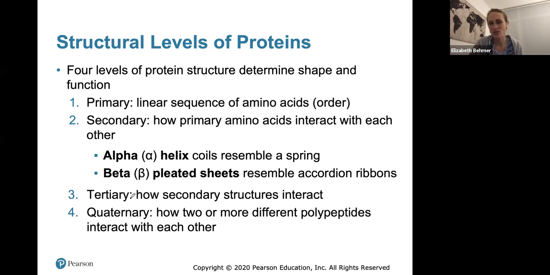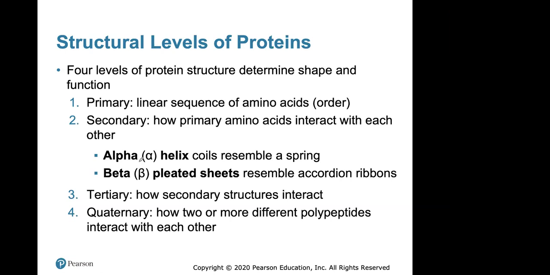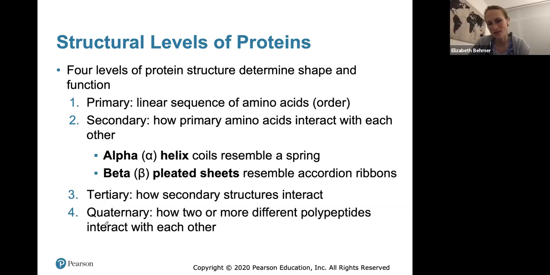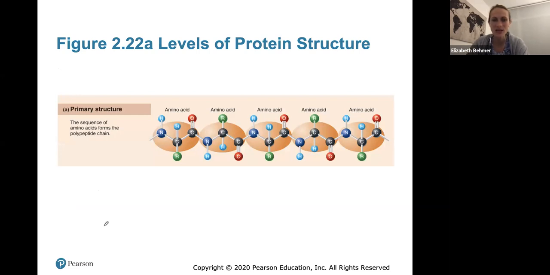The tertiary structure is then how the secondary structures interact. So the alpha helices or the beta pleated sheets can fold on each other. And then the quaternary structure is how 2 or more different polypeptides interact with each other. The next couple of slides take you through these different levels of protein structure.